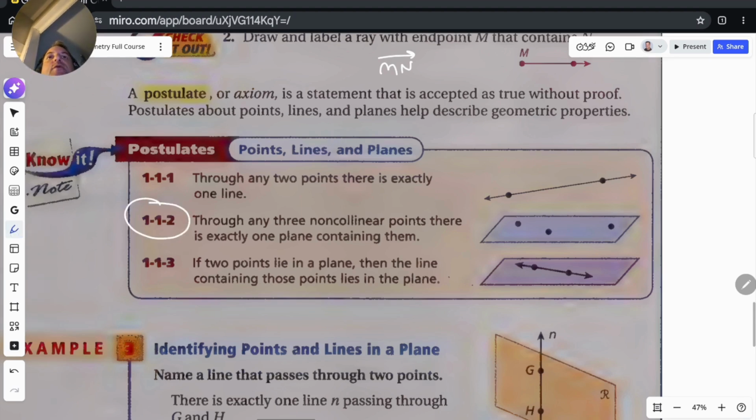Postulate 1.1.2 says through any 3 noncollinear points, there's exactly one plane containing them. Now remember, noncollinear means the 3 points do not all sit on one line. So if you have 3 points that are not in a straight line, there is only one flat surface that goes through all 3 of them.